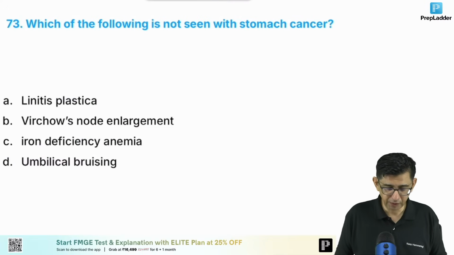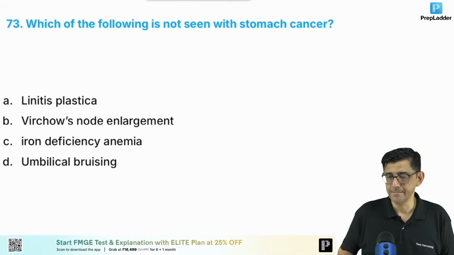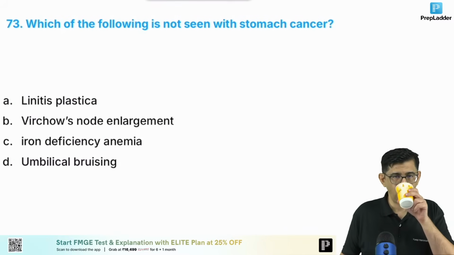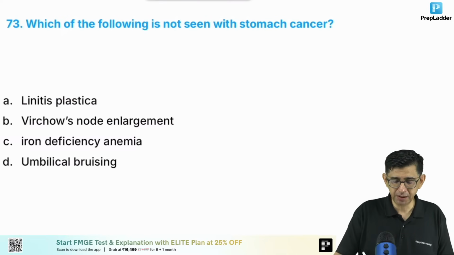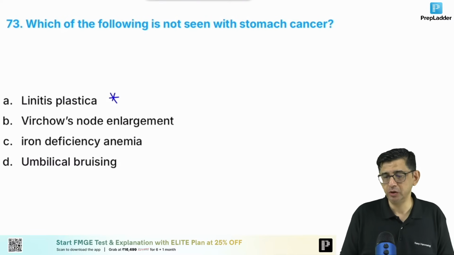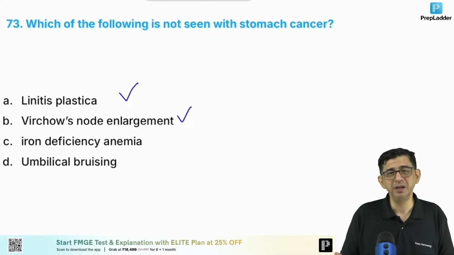Okay, which of the following will not be seen with stomach cancer? Linitis plastica is a standard presentation. The cancer infiltrates into the entire wall. Virchow's involvement occurs because the cancer will go via the thoracic duct to the left supraclavicular lymph nodes, so a manifestation will be seen. And because the tumor can have bleeding and the person will eat less also, so iron deficiency anemia.